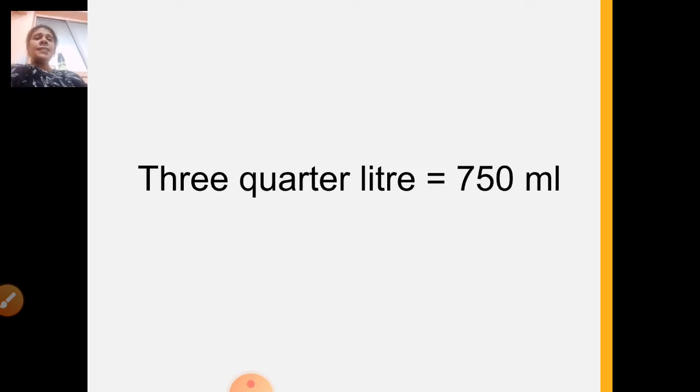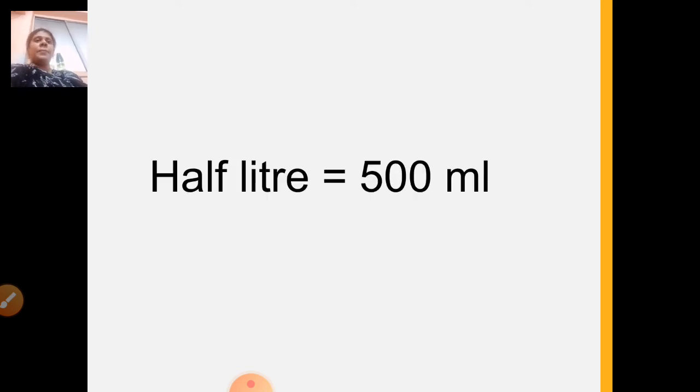3/4 liter is 750 ml. That is, 1 liter is 1000 ml, correct? So 3/4 of 1000 will be 750. So 3/4 liter will be 750 ml.